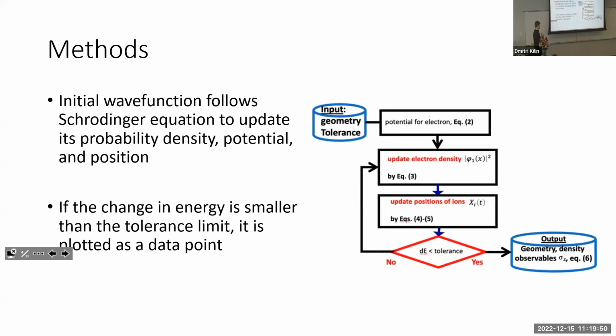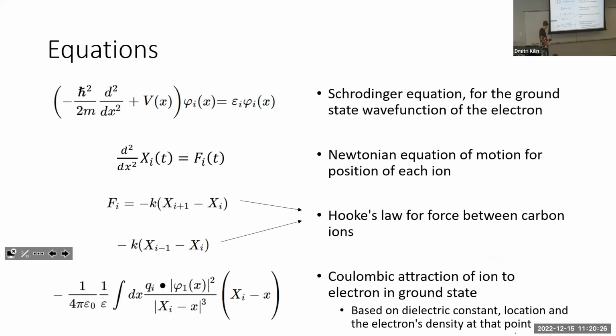So for my methods, we start off with an initial wave function, which follows this time-independent Schrodinger equation. It updates its probability density, potential, and position. And if the change in energy of this wave packet is lower than the tolerance limit that's been set in the program, it will plot it as data. So this is the time-independent Schrodinger equation for the ground state wave function of the electron.